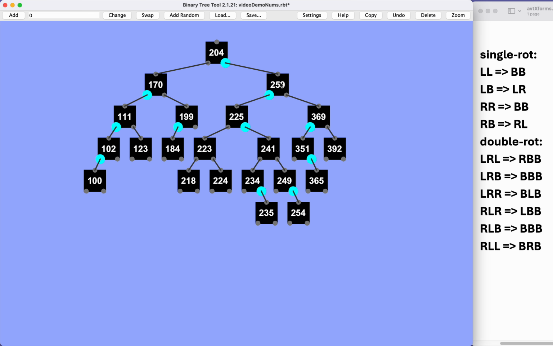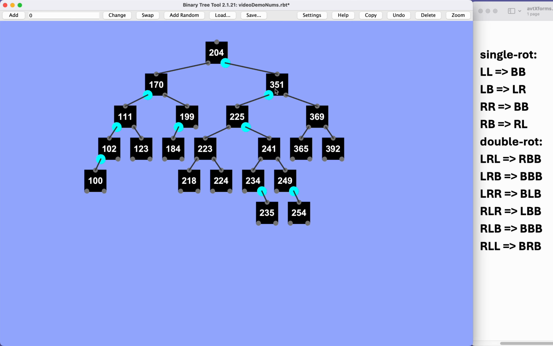I now need to delete the 259. Its in-order successor is the 351. So I move the 351's data up there and delete the original 351. But this guy has shrunk, therefore this guy's balance factor has to change. And what that means is this guy has shrunk, has gone from unbalanced to balanced, therefore this guy's balance factor has to change, but this guy is already left-leaning.